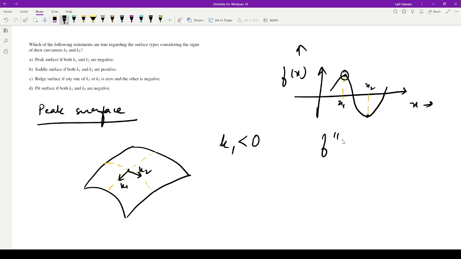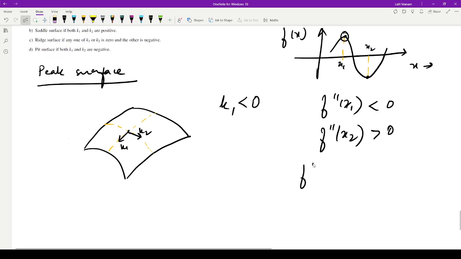So f double dash at x1 will be less than 0. F double dash at x2 will be greater than 0. If you remember any of these criteria for maxima and minima, f dash at x1 is 0, right? So at these 2 points, the derivative will be 0, and based on the second derivative, we decide whether it's a maxima or a minima.